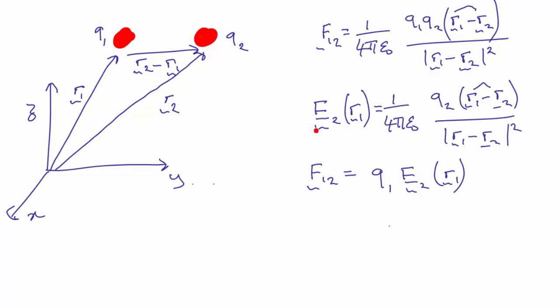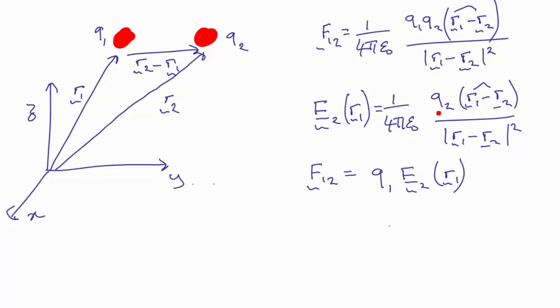This is the electric field at position R1. So we're asking, what is the electric field at this point here due to the presence of charge Q2 at position R2? Alright, so I've denoted it E2 at R1, the electric field due to charge 2, but we're evaluating it at position R1. We've included the constants here, which are due to our choice of SI units.